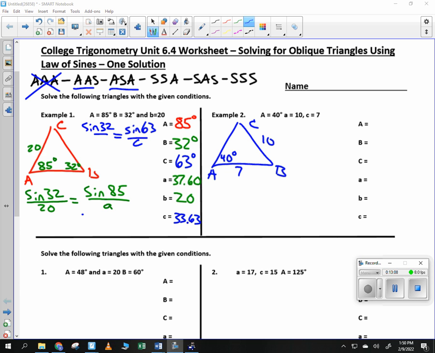Are you ready to learn why? Watch. See the 85-degree angle and the 32-degree angle? Which side sits between 85 and 32? Which side is this that sits between the 2 angles? Side C, right? That's not 20, is it? If the side sits between the 2 angles, then it's angle side angle.